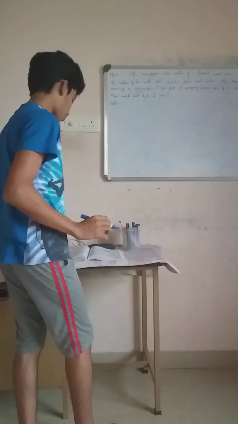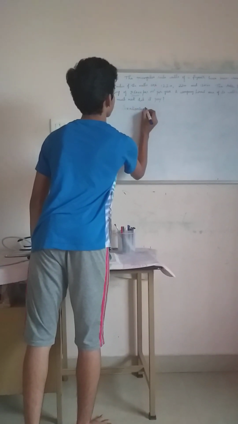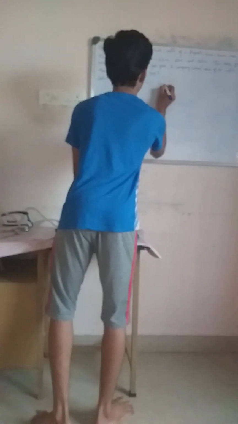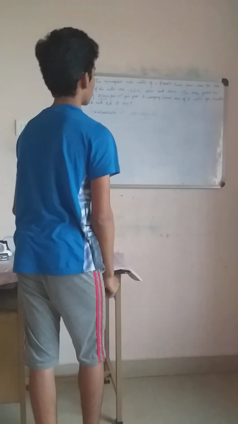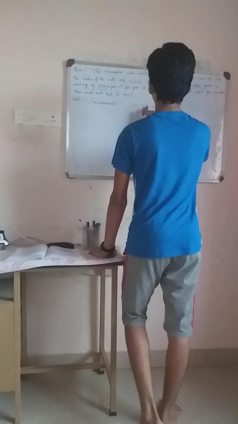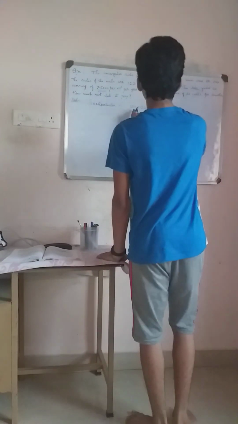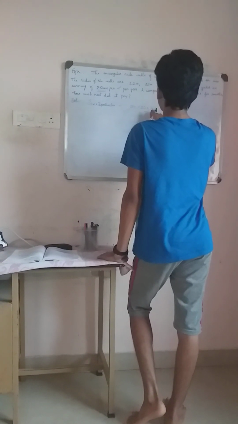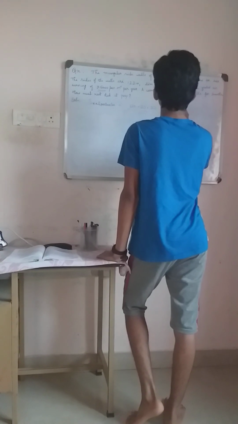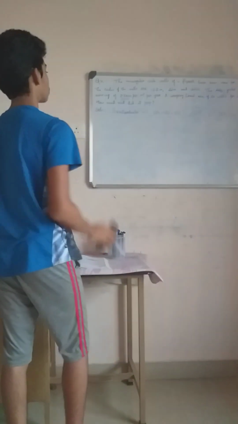So first, before we start with Heron's formula, let's find what is S. Semi-perimeter is equal to 120 + 122 + 22 divided by 2, which is equal to 264 divided by 2, so semi-perimeter is equal to 132 centimeter. So we know the semi-perimeter.